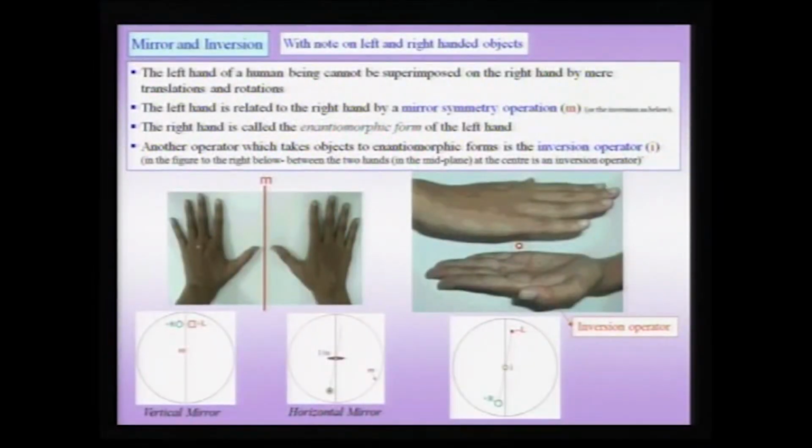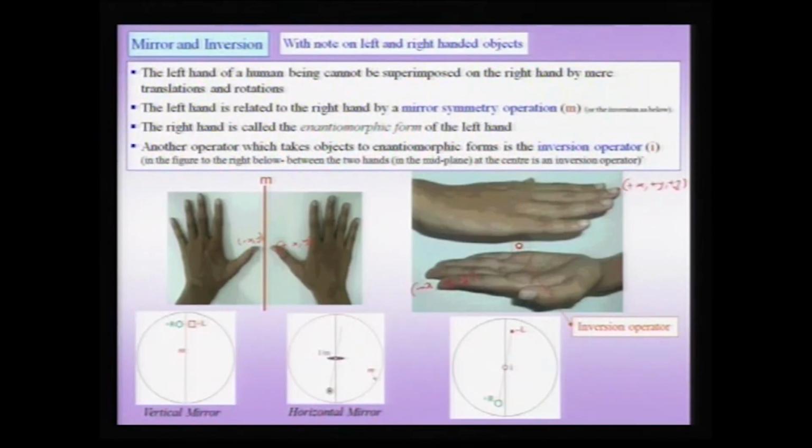So, these are two ways of taking an object to an enantiomorphic form, but given the dimensionality, it is clear that they are not identical, and also given their effect on a general point. How a mirror acts is that, suppose I had a point here which is at plus x, then the mirror operator takes it to minus x, but leaves it at the same y height. On the other hand, an inversion operator takes a point at plus x, plus y, plus z to a point which is right below here, which is minus x, minus y, minus z.